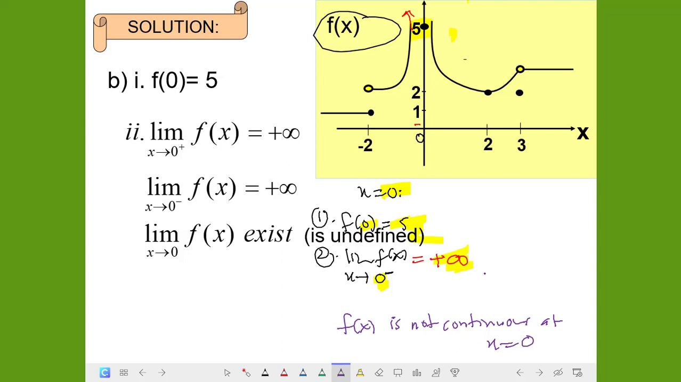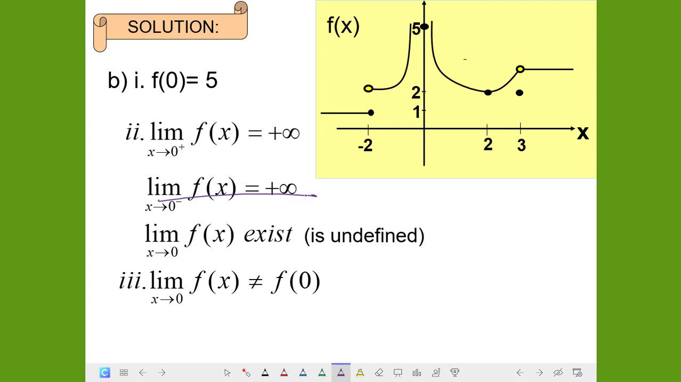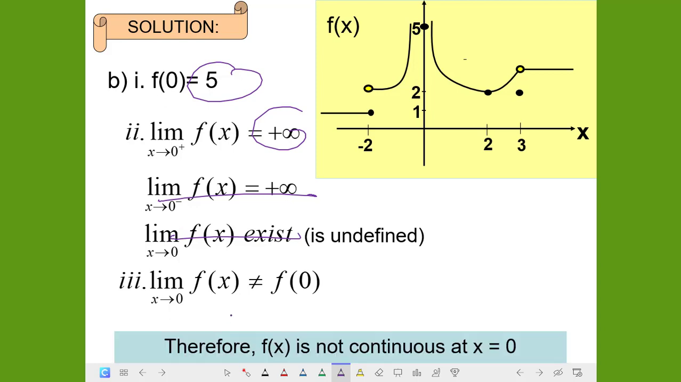Okay, and then stop. No need to do until this one. Once you get a different one, stop and conclude that it is not continuous. Actually, this is a perfect solution.